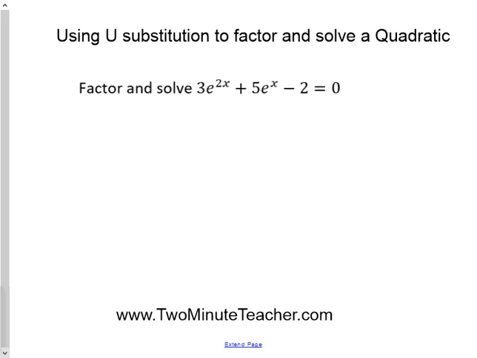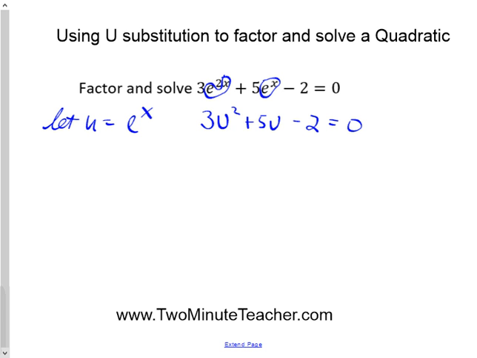Okay, using u substitution to factor and then solve a quadratic. So on this problem, we have to be able to see that there's an e to the x in here, and there's an e to the x right there that are making this complicated, and we can just get them out of there by saying let u equal e to the x. And then I rewrite this with a u there instead. That's 3u squared plus 5u minus 2 equals 0.